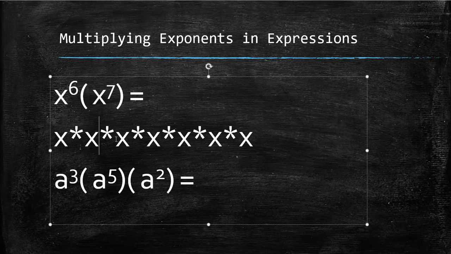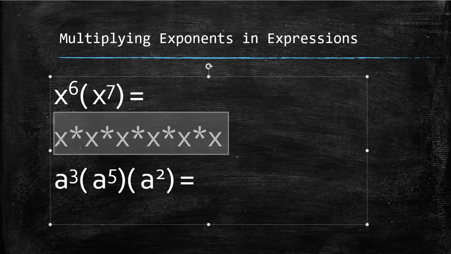So we've got x, x, x, x, x, x. There's my first 6. 6 of them. And now I have 7 more here. So when I do all that together, when I put all those x's out, I'm going to end up with how many x's?